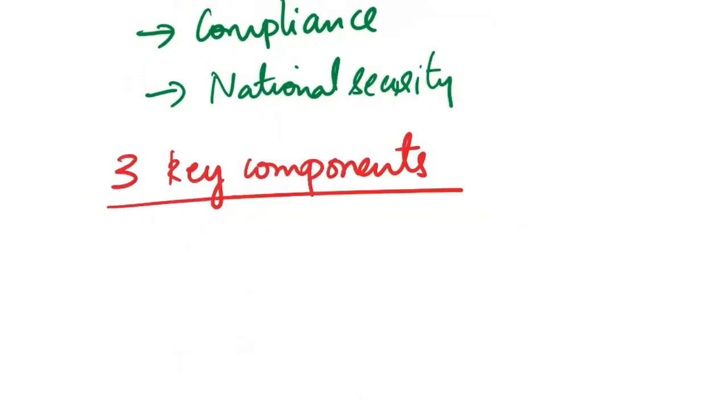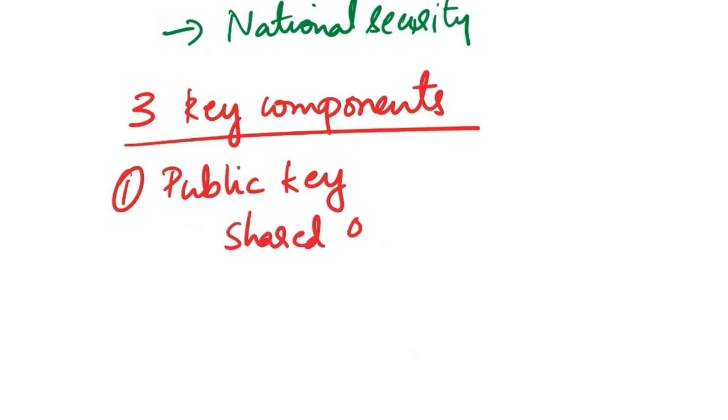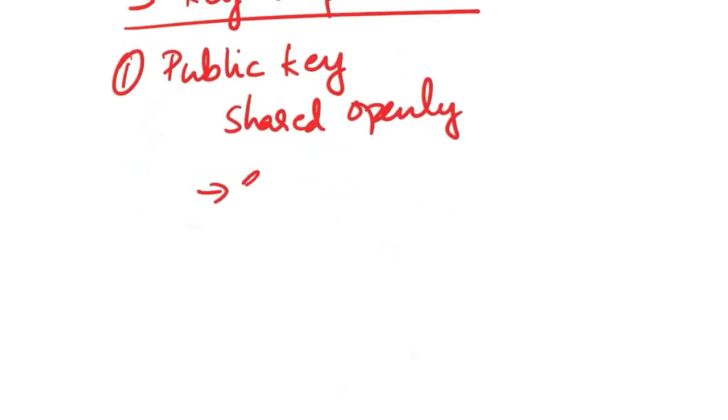It has three main key components. First one is public key. The public key is a fundamental part of a digital certificate. It is a cryptographic key that is designed to be shared openly. This key is associated with the certificate holder and serves two primary functions. First one, encryption. The public key is used to encrypt data. When someone sends encrypted data to the certificate holder, only the certificate holder's private key can decrypt it. This ensures the confidentiality and privacy of information exchanged over the internet.